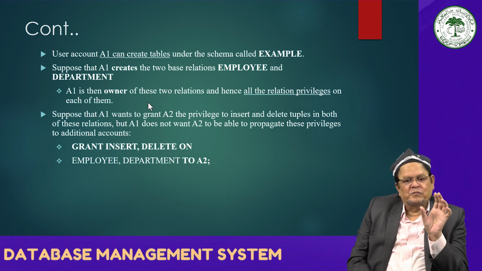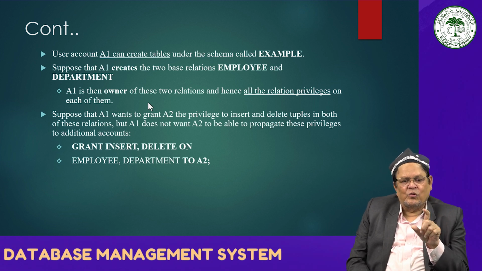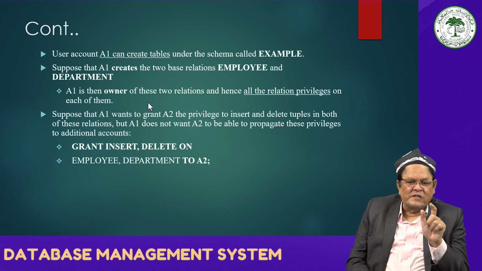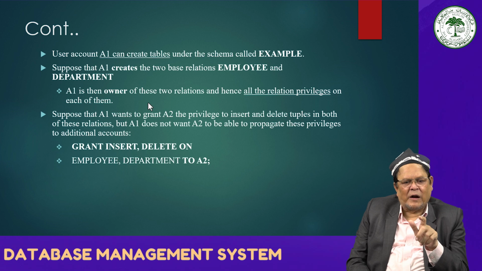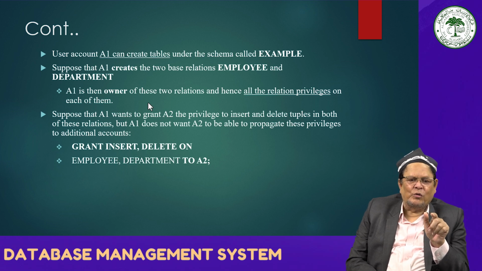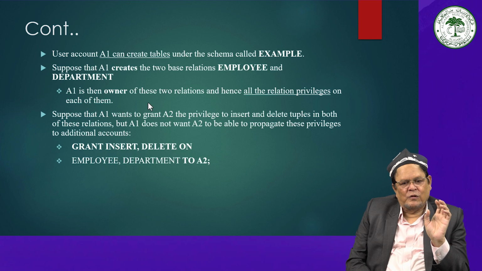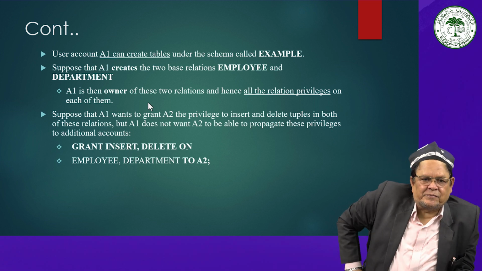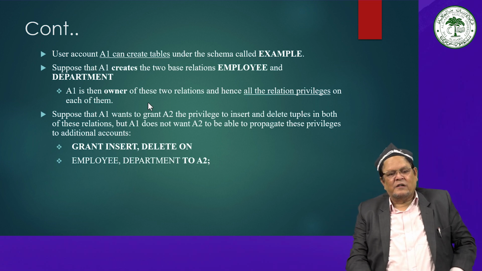It means the account holder A2 can insert or delete on both tables, the employee table and the department table. In the employee table, he can insert tuples or delete tuples. In the same way, A2 can insert tuples in or delete tuples from the department table. In this way, we can give the grant.